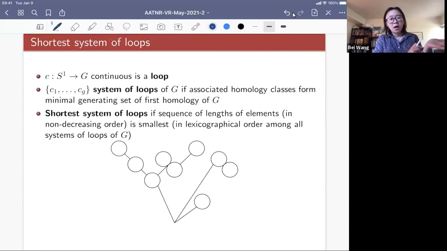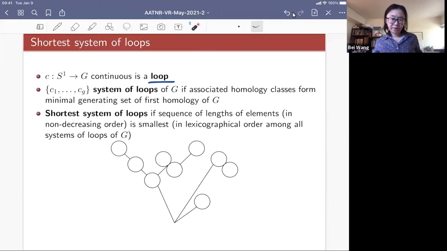You can think about a loop as essentially a continuous map from S1 onto my graph. A system of loops is one that is associated with a homology class, that is, a minimal generating set of the first homology. And then the shortest system of loops is obtained if we order the sequence of their lengths in some form of lexicographical order.